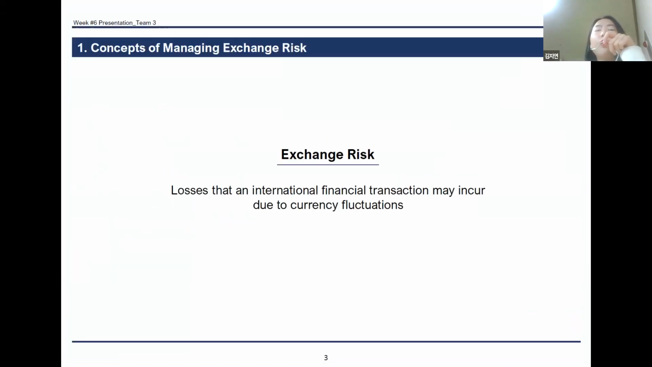The exchange risk refers to the losses that an international financial transaction may incur due to currency fluctuations. It describes the possibility that the value may decrease due to changes in the relative value of the involved currency, which means that when a company engages in financial transactions denominated in a currency other than the currency where the company is based. It is also called currency risk, FX risk, and exchange rate risk.